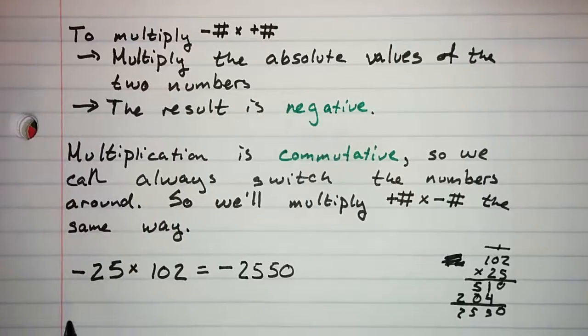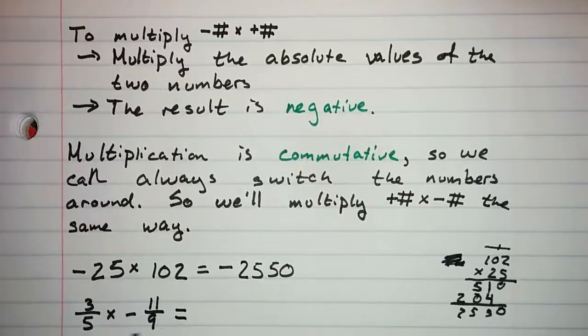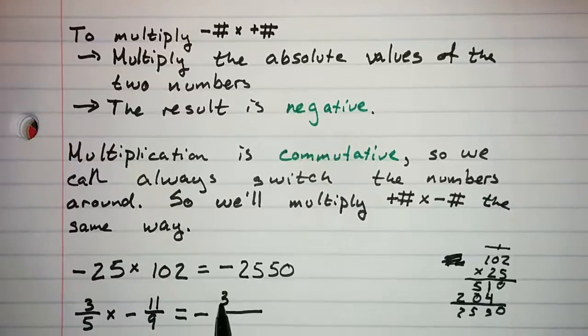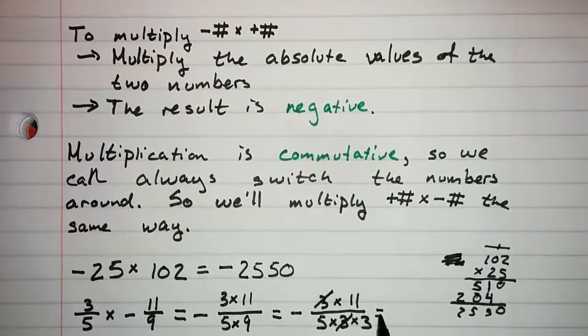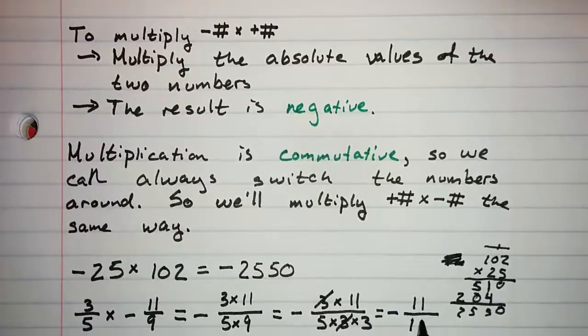So if we have, say, 3/5 times negative 11/9, that's a positive number times a negative number, which is a negative number. 3 times 11 over 5 times 9. I see a common factor of 3. Canceling out a 3, I get negative 11 over 5 times 3, which is 15. So my result is negative 11/15.